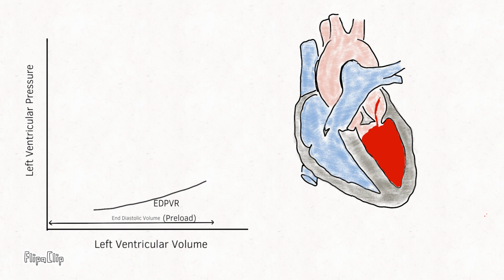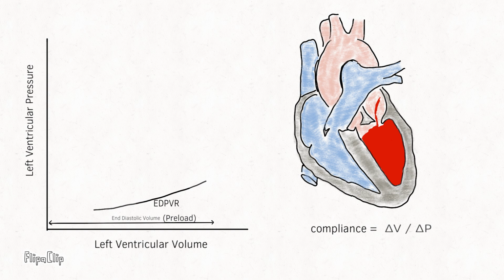As blood enters the ventricle, the chamber expands to accommodate the incoming volume, stretching myocardial fibers in the ventricular wall. The ventricular wall resists the stretch, generating passive tension that produces pressure within the ventricular cavity. The pressure-volume relationship during filling reflects ventricular compliance, defined as the change in volume produced by a given change in pressure. A highly compliant ventricle accommodates large increases in volume with minimal increases in pressure.